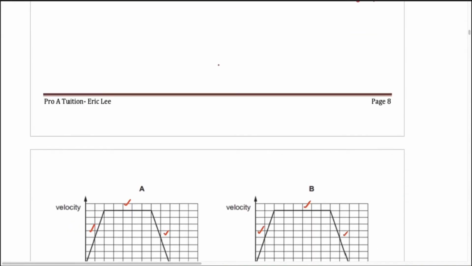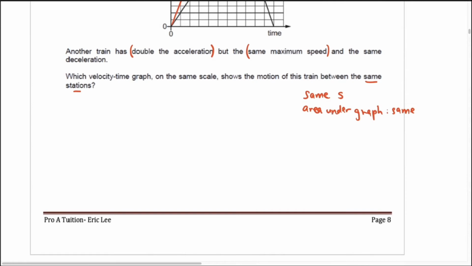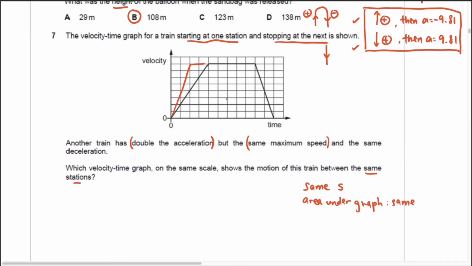So we have to count the area under the graph. They must have the same area under the graph. Okay, so let's count this. For this case, I separate it into a triangle, A1, A2, and another triangle, A3. So A1, 1 over 2, the base, 1, 2, 3, 4, the height, 1, 2, 3, 4, 5, 6, 7, 8.